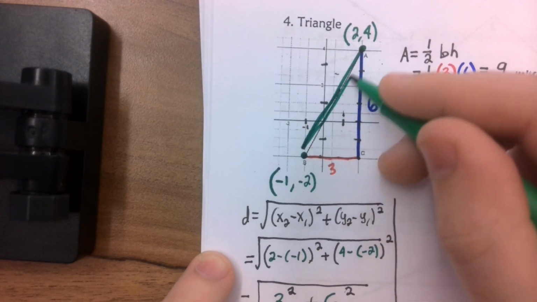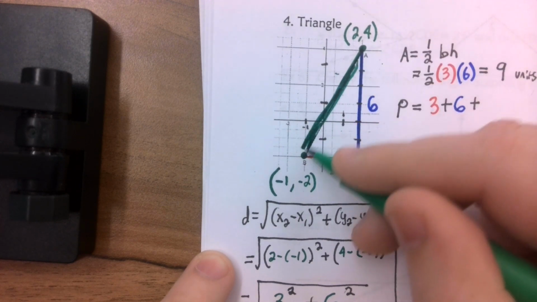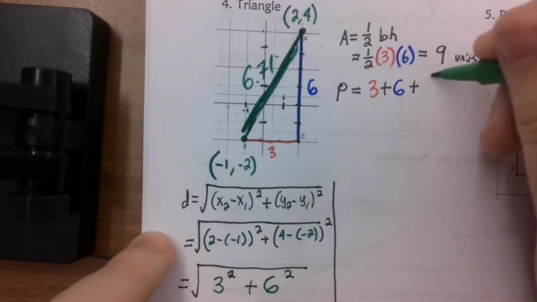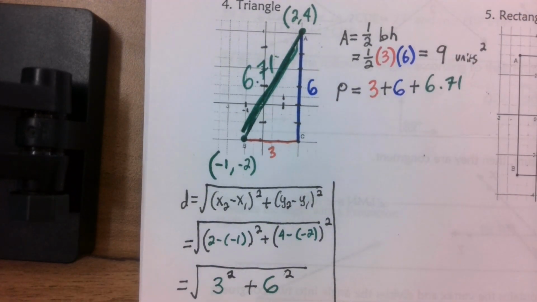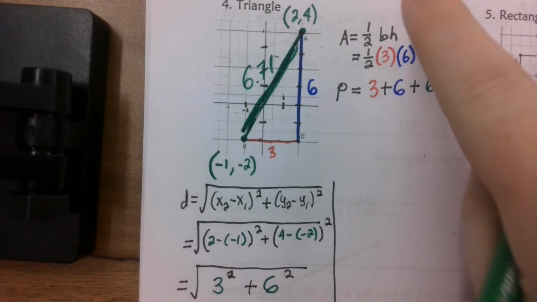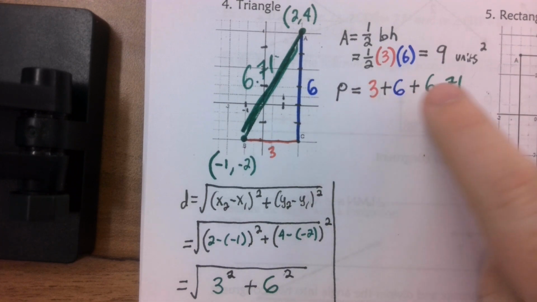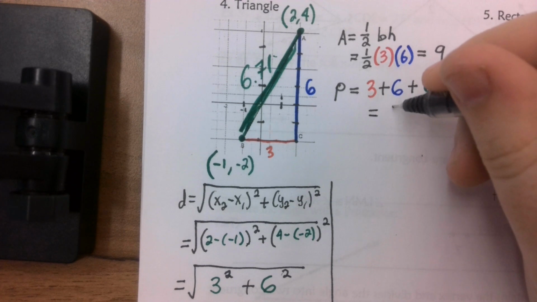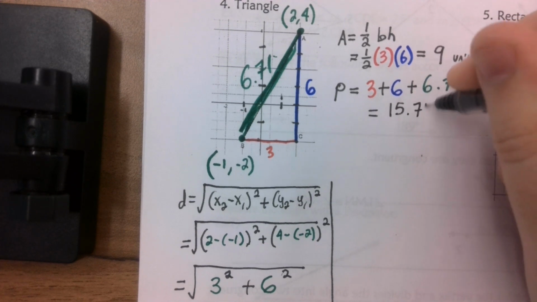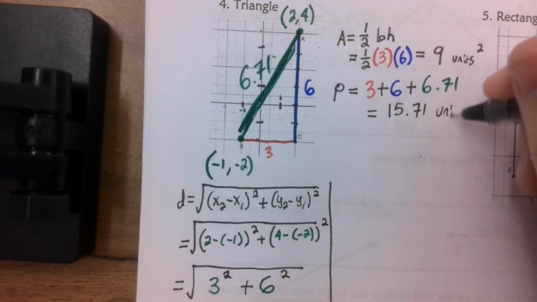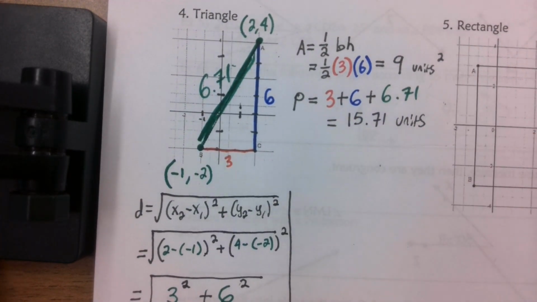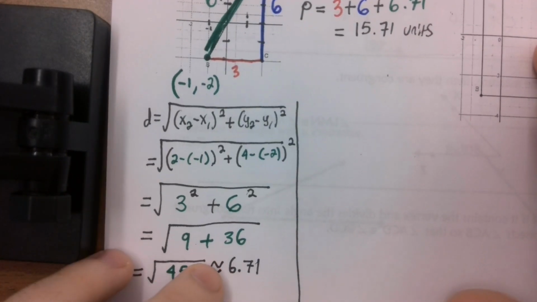Oops, I drew that kind of off. I apologize. 6.71. So if we take together all of these facts, we can add them up to get 3 plus 6 plus 6.71, which is going to equal 15.71 units. All right? There is another way of doing this as well.